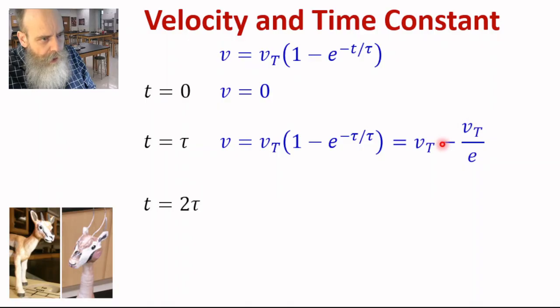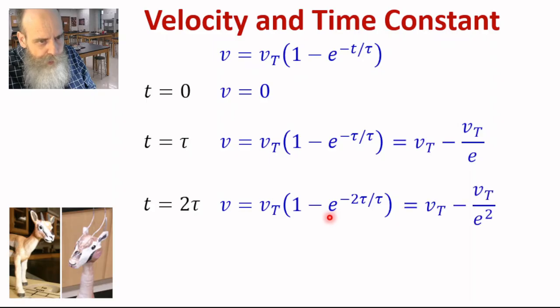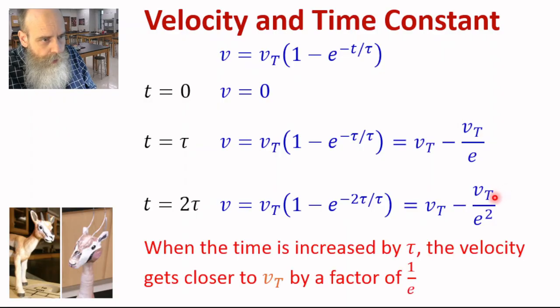When t equals 2 tau, v is Vt times 1 minus e to negative 2 tau over tau. This is e to negative 2, or 1 over e squared. So it becomes Vt minus Vt over e squared. Note, at a time of 2 tau, it is Vt over e squared away from the final velocity of Vt. When the time is increased by tau, the velocity gets closer to Vt by a factor of 1 over e.